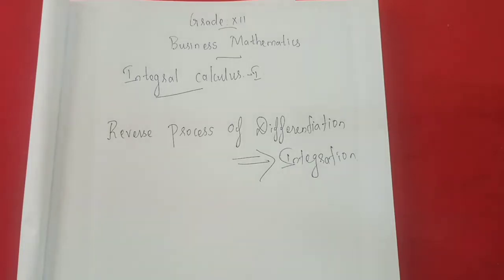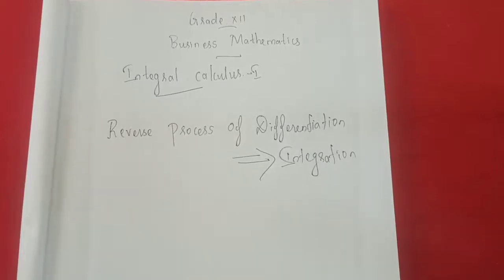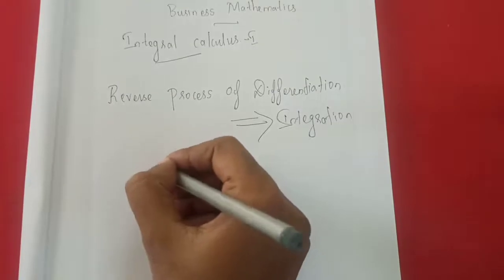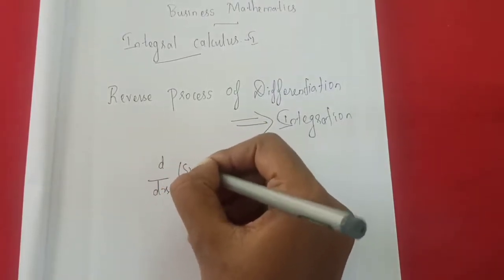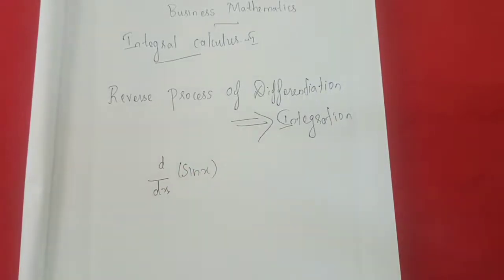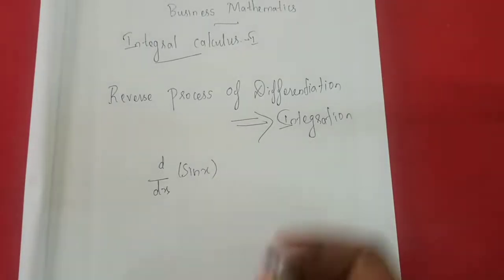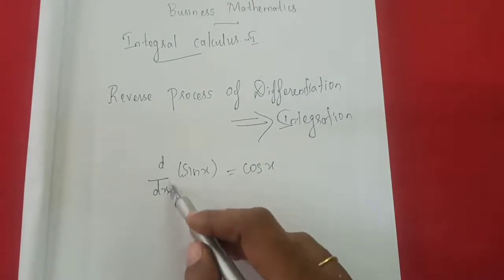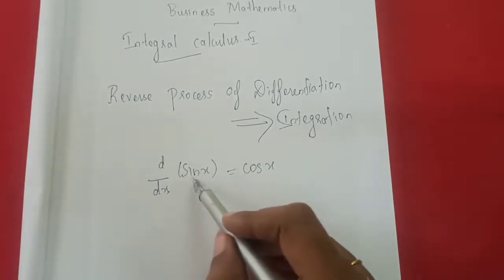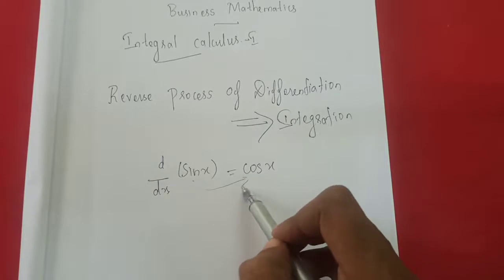First we are going to learn some examples related to this. Now I am giving one example: d by dx of sin x. What's the differentiation of sin x? Last year we learned it. It is cos x. This is differentiation, is it right? So d by dx of sin x means I have differentiated sin x and I got cos x.